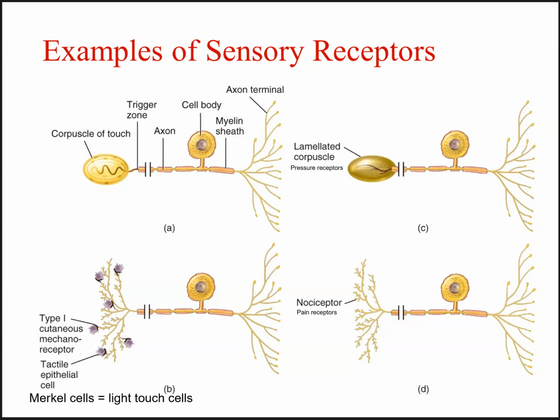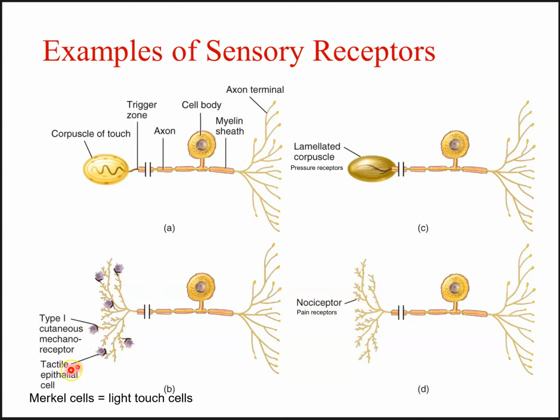So here you see some examples of the sensory receptors. This one is the corpuscle of touch. So they sense any touch in the environment. And these are all unipolar neurons, right? So these are sensory receptors. And this one over here is a lamellated corpuscle. So these are pressure receptors. And these ones over here are nociceptors. Nociceptors mean pain receptors. So if you get pricked by a pin, the nociceptors are the ones that pick up the pain from the environment.